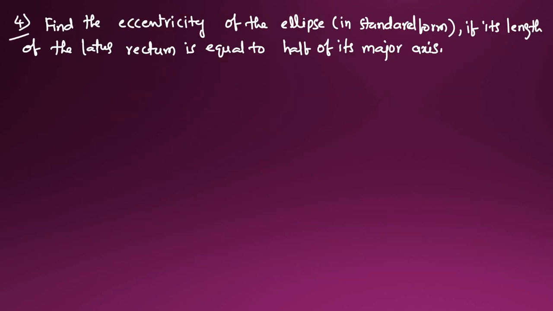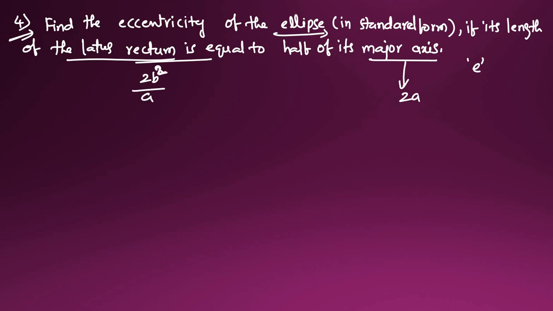Dear students, the fourth question is: find the eccentricity of the ellipse, means e we have to find, in the standard form, if the length of its latus rectum is equal to half of its major axis. What is the major axis here? 2a, we know already. The latus rectum is equal to 2b square by a. He has given these two things and says they are equal to half of the major axis.